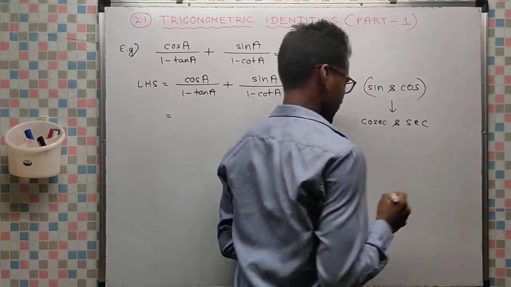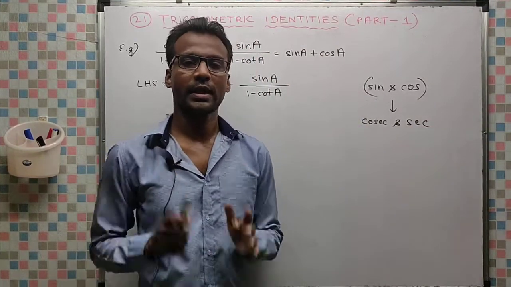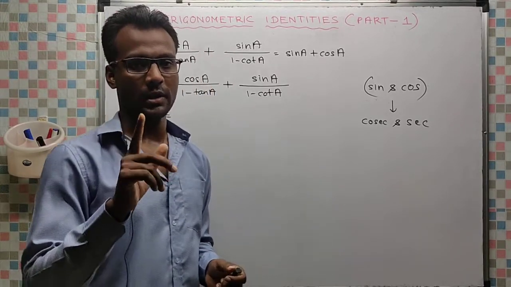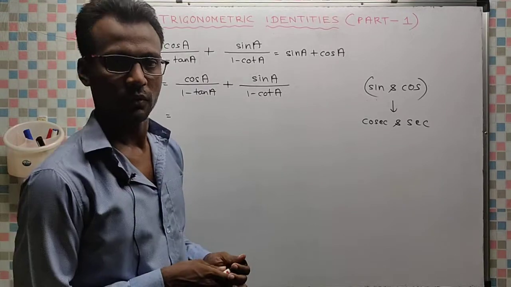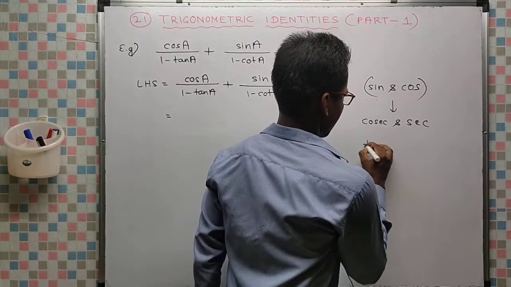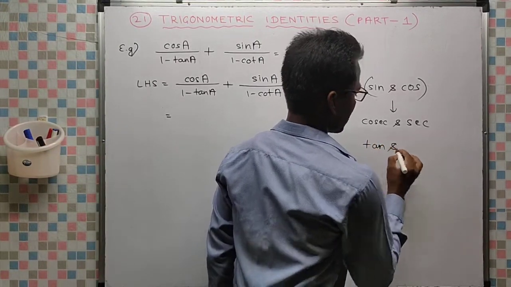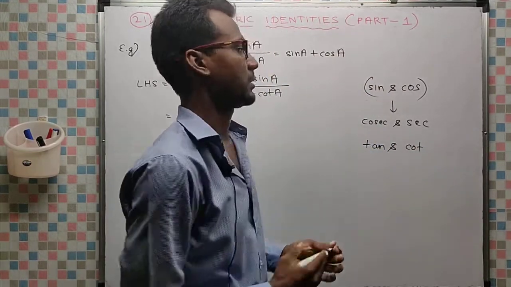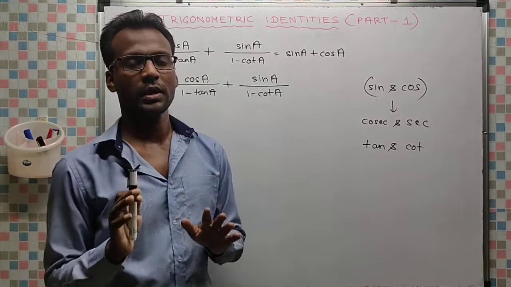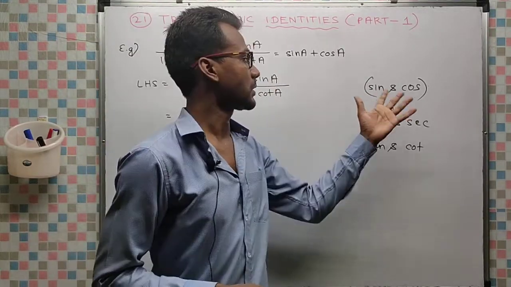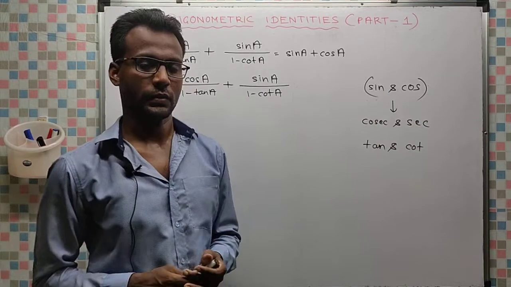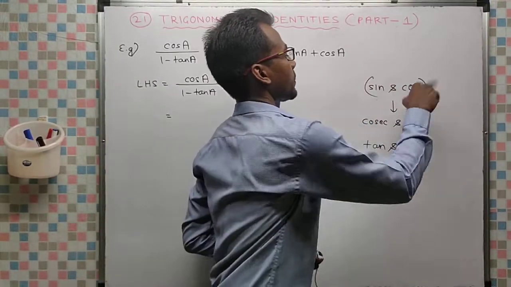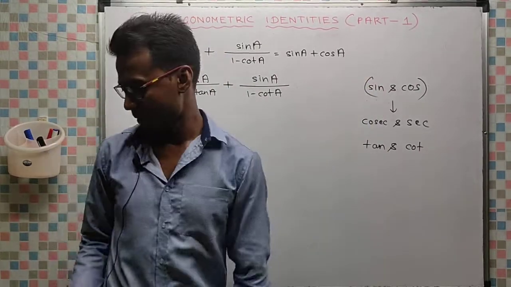Now let us move to tan and cot. Again we can get them from sin and cos. Sin by cos gives you tan. So from sin and cos again we can get tan. Cos by sin gives you cot. That means the primary or the basic trigonometric ratios are sin and cos. These 2 will give the remaining 4 trigonometric ratios. So try to convert all the trigonometric ratios to sin and cos because they are the simplest.